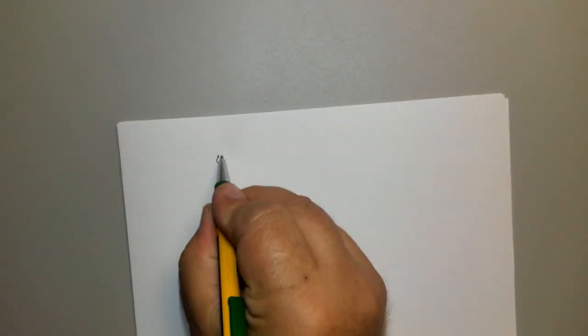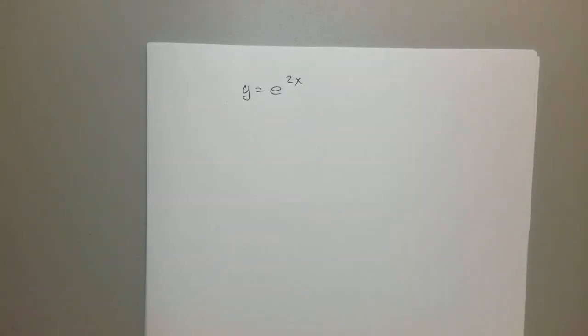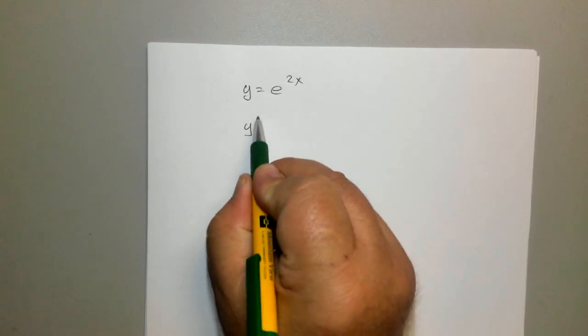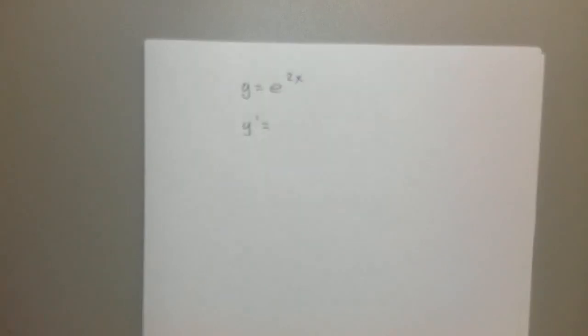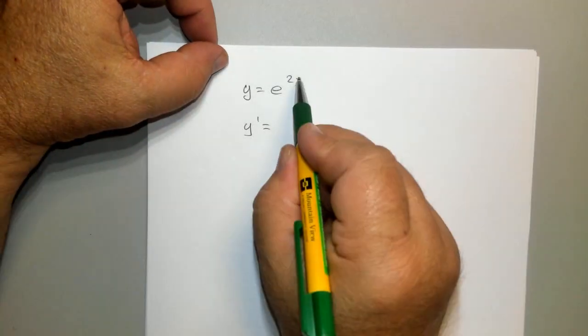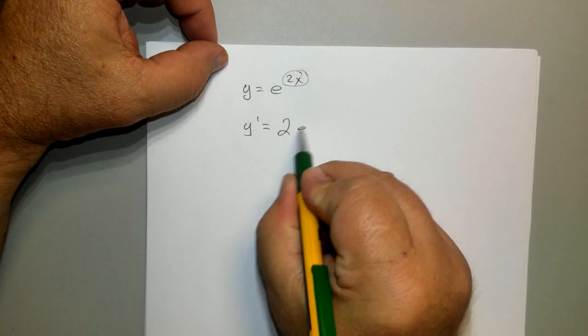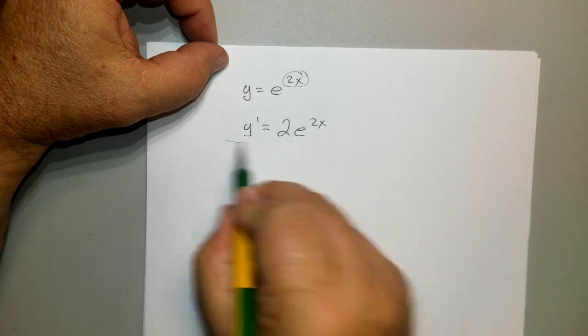Okay, let's look at another example. Y equals e to the power 2x. What's the derivative? Take a derivative of the exponent, gives us 2, and just leave e to the power 2x. There you have it.